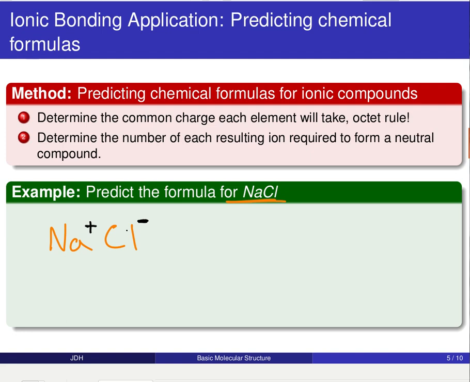And then the second step is to determine the number of each of these resulting ions required to come together to form a neutral compound. Now this example is relatively straightforward because the sodium is a +1, chlorine is a -1. So if you have one of each, then you have a neutral compound, NaCl. And so as a result, sodium chloride, as we already know, has the formula NaCl, and it's the result of these Na plus and Cl minus ions. So directly balanced.